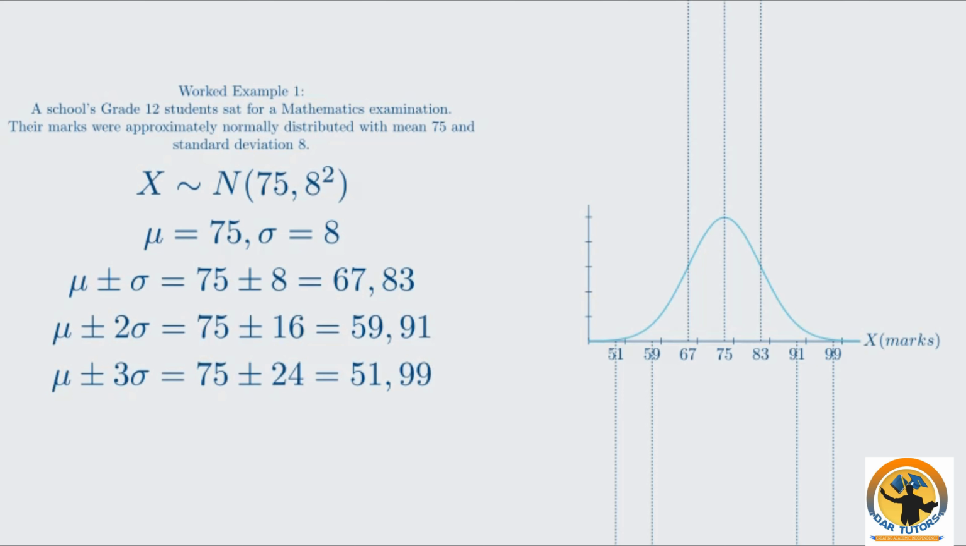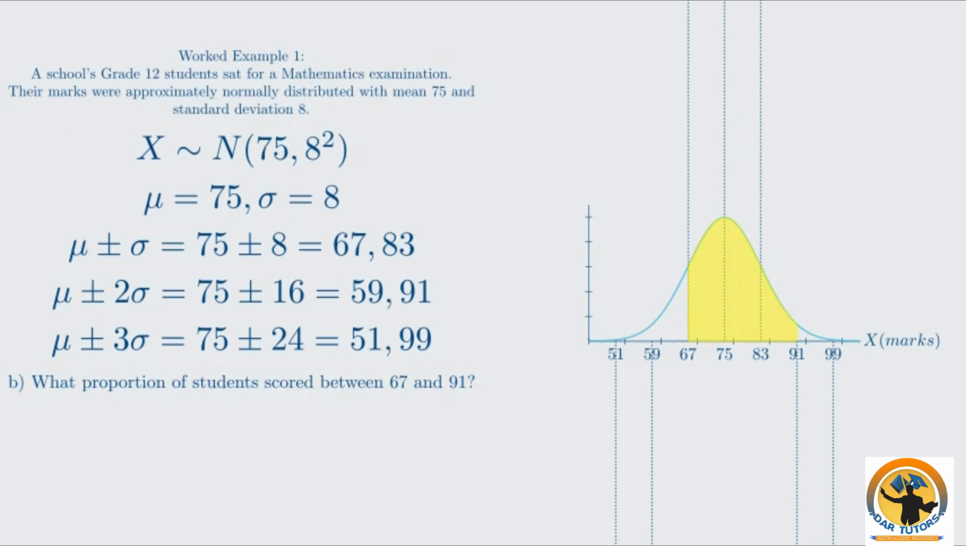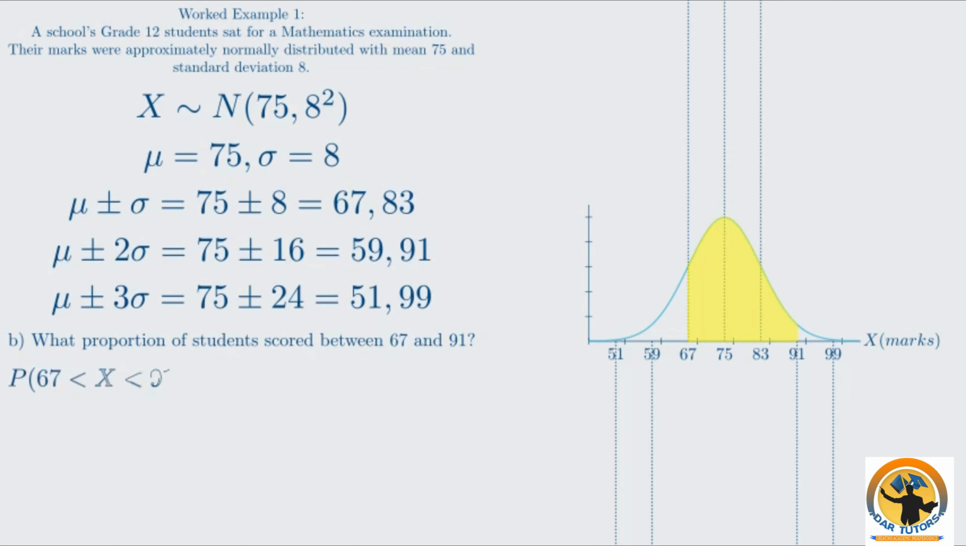Now we can use our percentages. First, let's find the proportion of students expected to score between 67 and 91. Notice that 67 is 1 standard deviation below the mean, and 91 is 2 standard deviations above the mean. Using our percentages, we can sum the areas. From 67 to 75 is 1 standard deviation below the mean to the mean, which is 34.13%. From 75 to 83 is 1 standard deviation above the mean, another 34.13%. And from 83 to 91 is between 1 and 2 standard deviations above the mean, which is 13.59%.